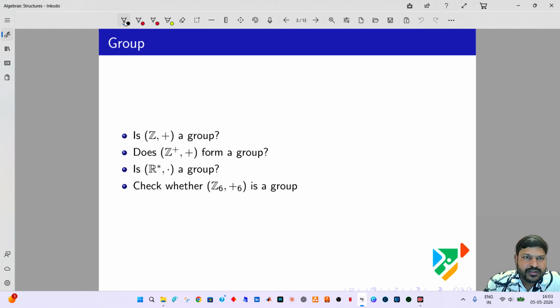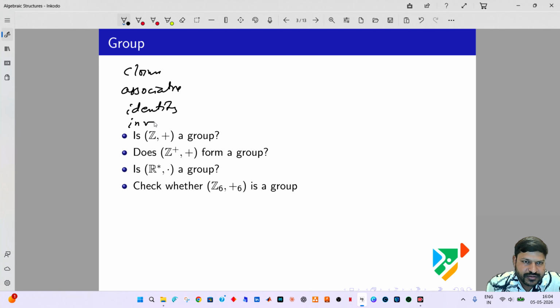For a group, it must satisfy four properties: closure, associative, identity, and inverse. As you can see, Z is closed under addition. In other words, you pick any two integers n and m. When you perform the addition n plus m, it belongs to the integer set Z. This implies the addition is closed. The group is closed under the addition operation.